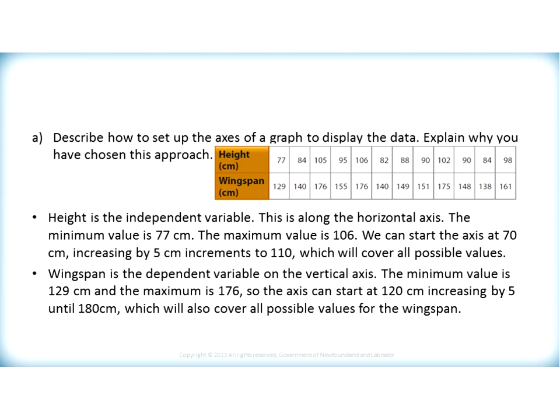The wingspan then would be the dependent variable. The wingspan of the bird is dependent on the height. So the minimum value in the wingspan is 129 centimeters, and we have a maximum value of 176 centimeters. So we can start our axis at 120 centimeters, increasing it by 5 units again. That's the choice I've chosen, until 180 centimeters. And this will also cover all possible values for the wingspan.